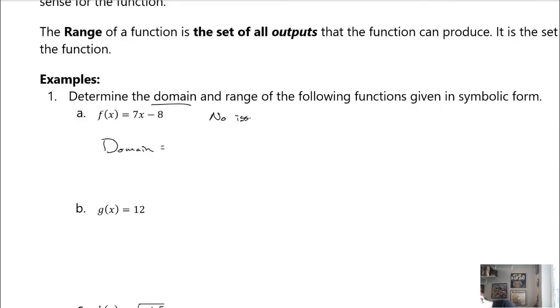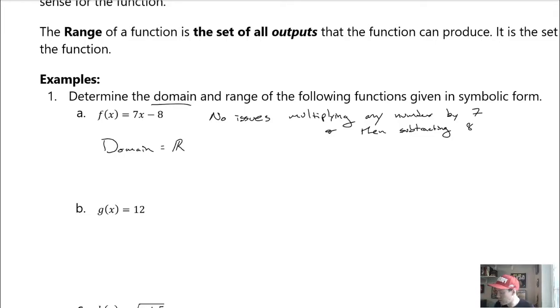No issues multiplying any number by 7 and then subtracting 8. So that means that the domain is all of the numbers, all real numbers. So I'll say the domain equals the set of all real numbers. I could also put this in interval notation and say that this equals negative infinity to infinity.